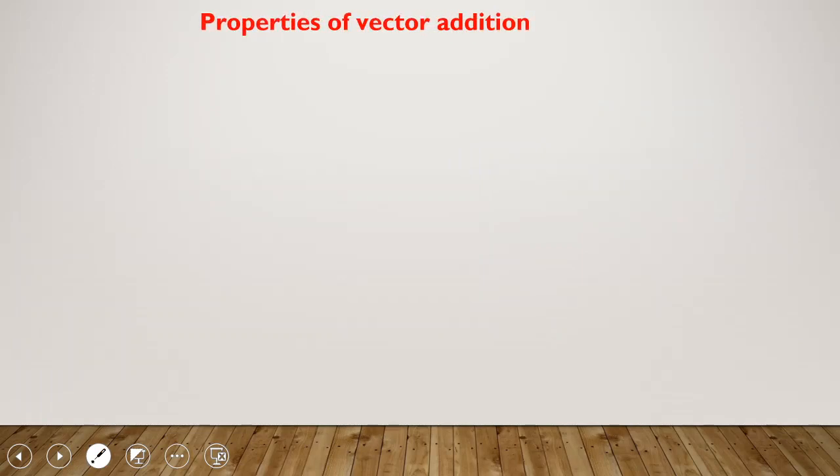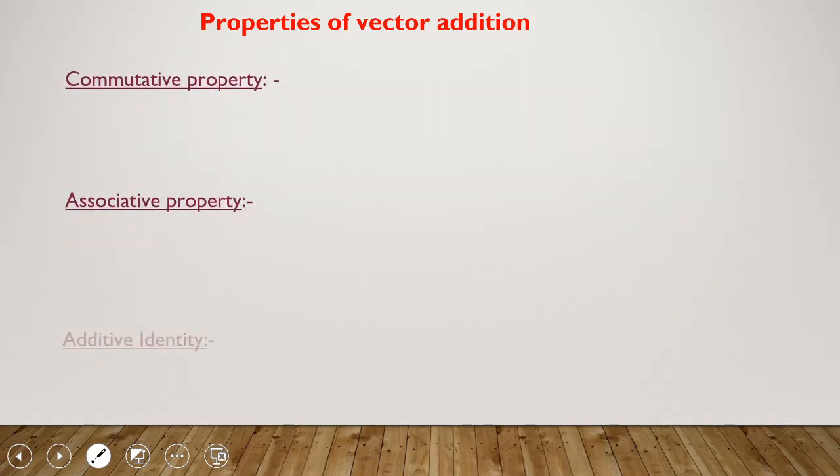Okay, there are some properties for the addition of vectors. These properties you have studied in primary school. The properties are commutative, associative, and additive identity. I hope you have all heard these properties even in primary and high school. But these are the properties you have studied related to the number system, correct?